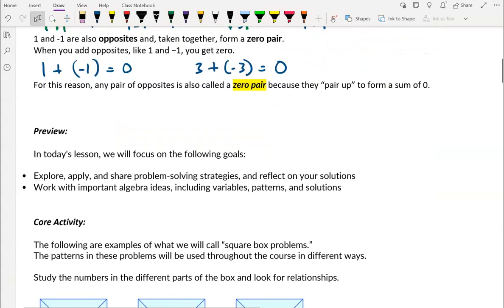All right, so in today's lesson, we're going to focus on the following goals. We're going to explore, apply, and share problem-solving strategies and reflect on solutions. We're going to work with important algebra ideas, including variables, patterns, and solutions. And today we're going to focus mainly on the idea of integers.